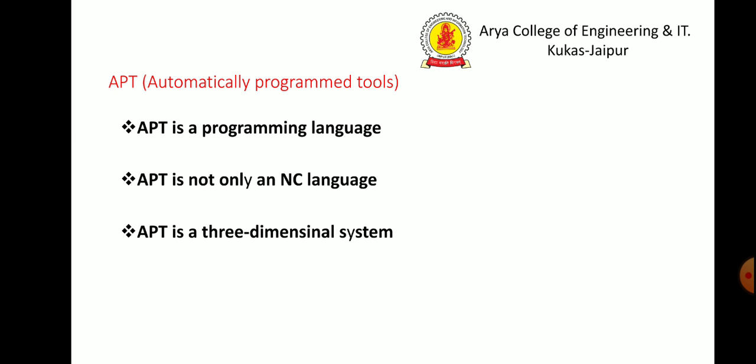APT is a three-dimensional system that can be used to control up to 5 axes. We will limit our discussion to the more familiar 3 axes X, Y and Z and exclude rotational coordinates. APT can be used to control a variety of different machining operations.